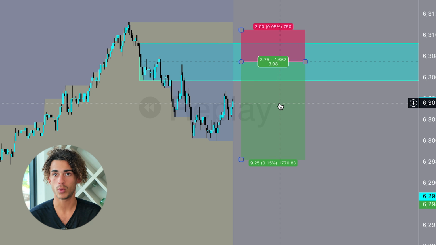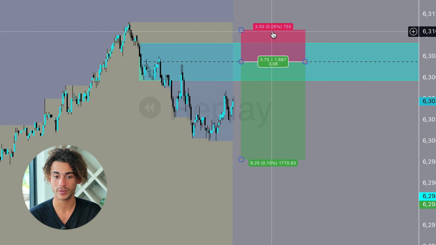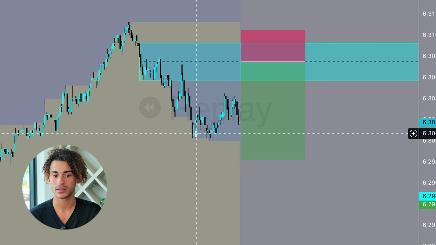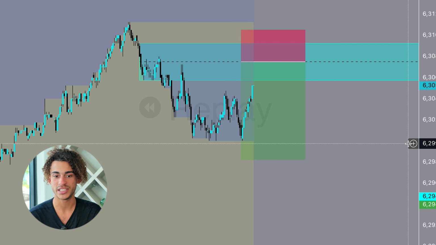As you can see, we're targeting a 1 to 3 risk to reward. Our stop loss is 3 points and our take profit is about 9 points right here. Let's see what happens, right? Looking like we are coming down a little bit. Let's see if we can get a retest.